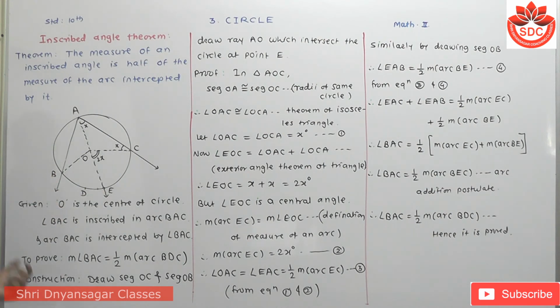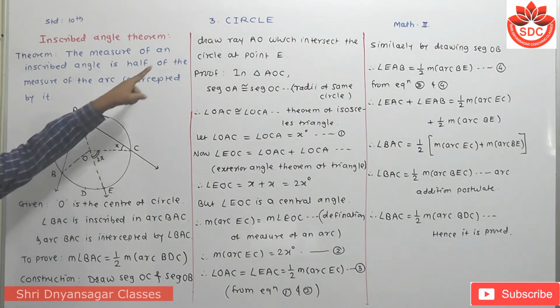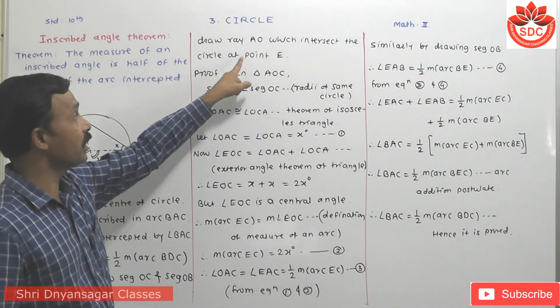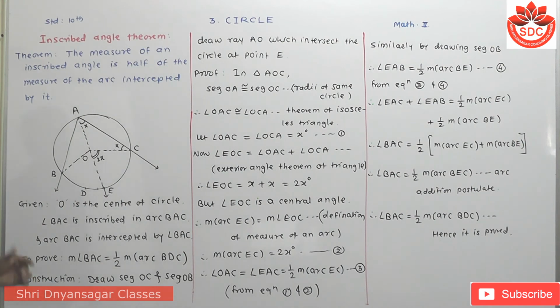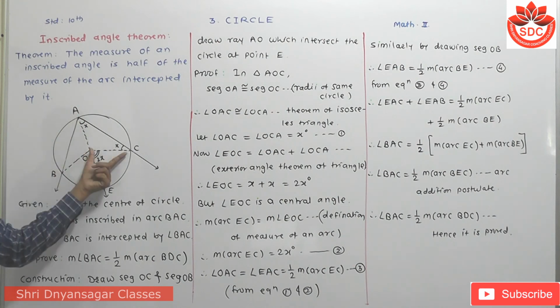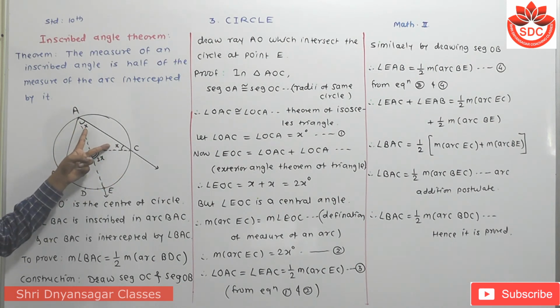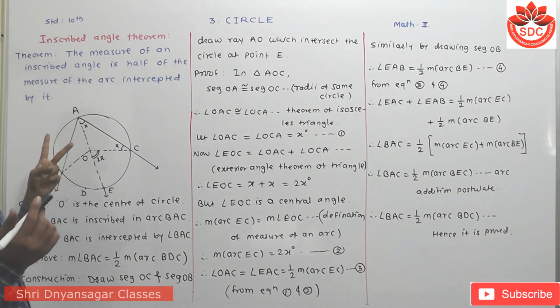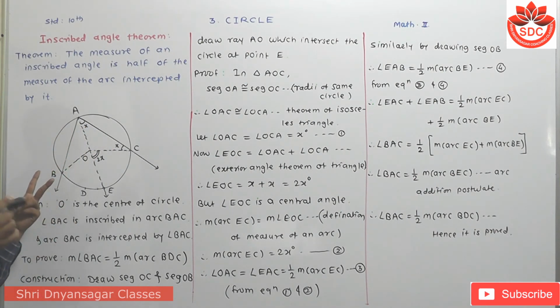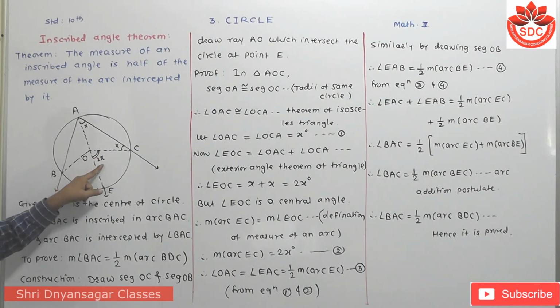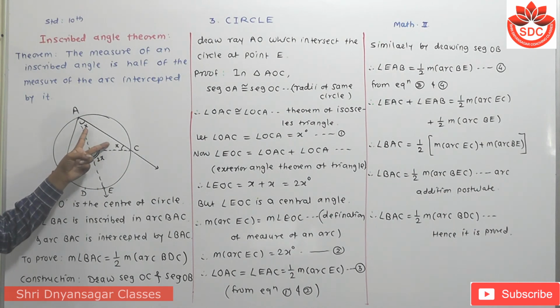For this, the construction is: draw segment OC, segment OA, and draw ray AO which intersects the circle at point E. Then, in triangle AOC, segments OA and OC are congruent. So by the isosceles triangle theorem, these two angles are equal. So we know the exterior angle of a triangle theorem: the measure of an exterior angle is equal to the sum of its remote interior angles.